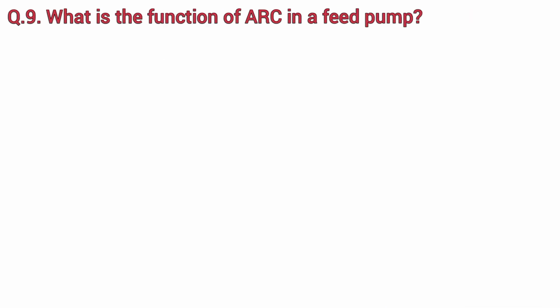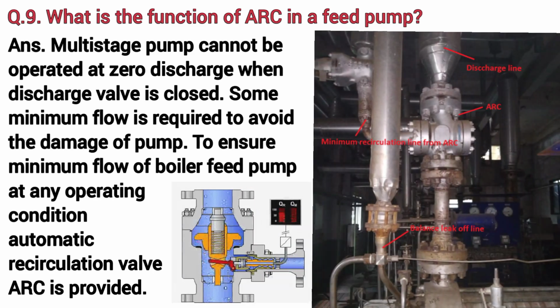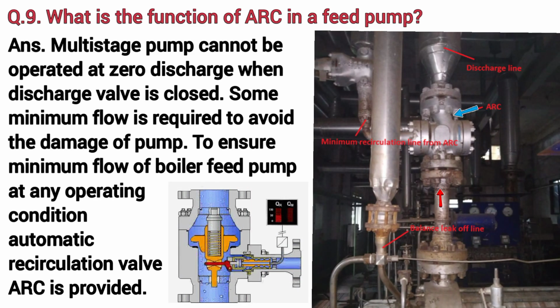What is the function of ARC in a feed pump? A multistage pump cannot be operated at zero discharge when the discharge valve is closed. Some minimum flow is required to avoid damage to the pump. To ensure minimum flow of the boiler feed pump at any operating condition, an automatic recirculation valve, ARC, is provided.